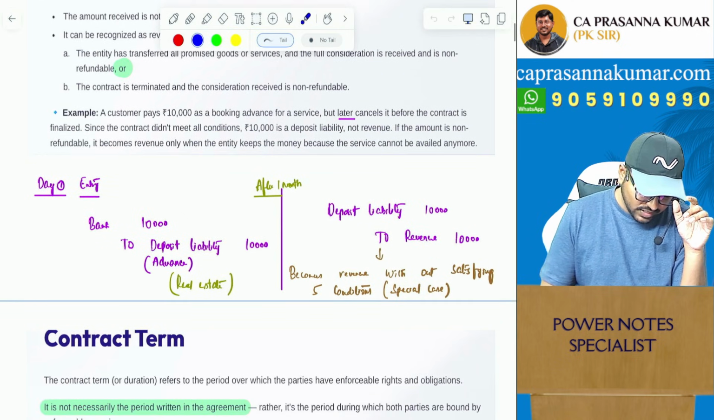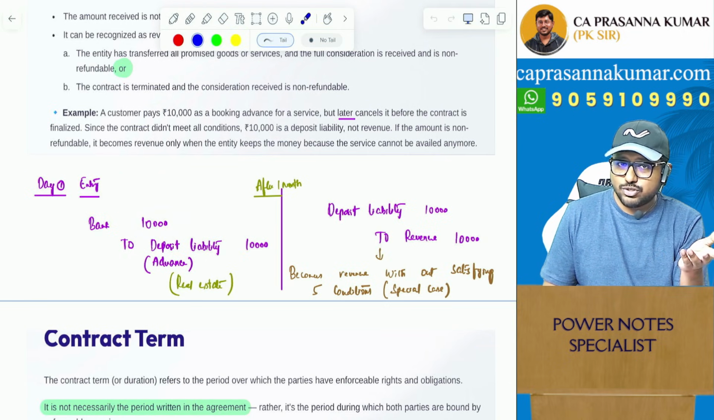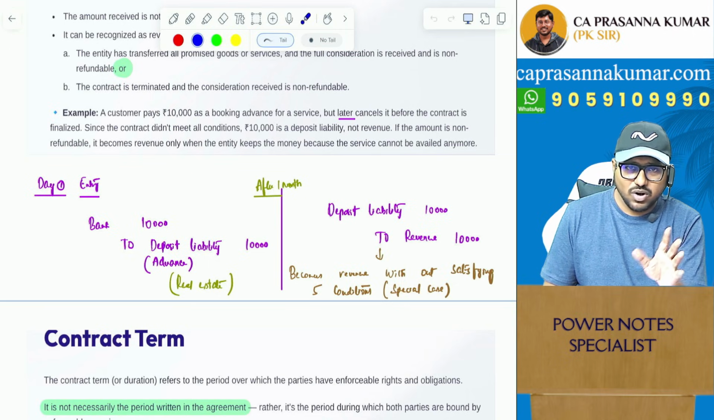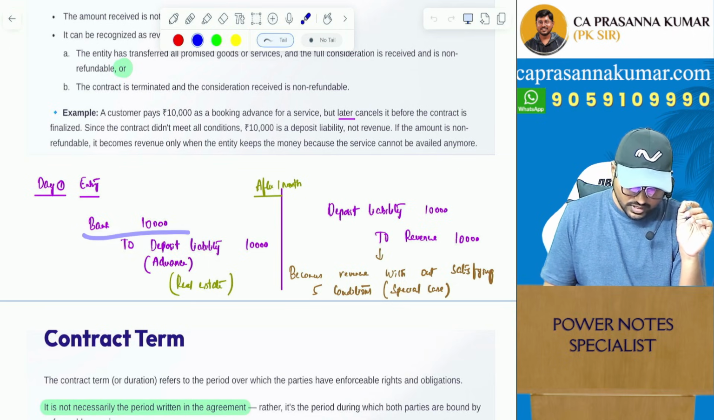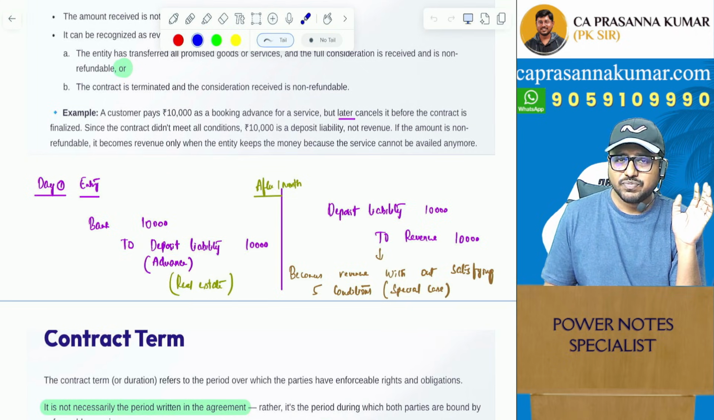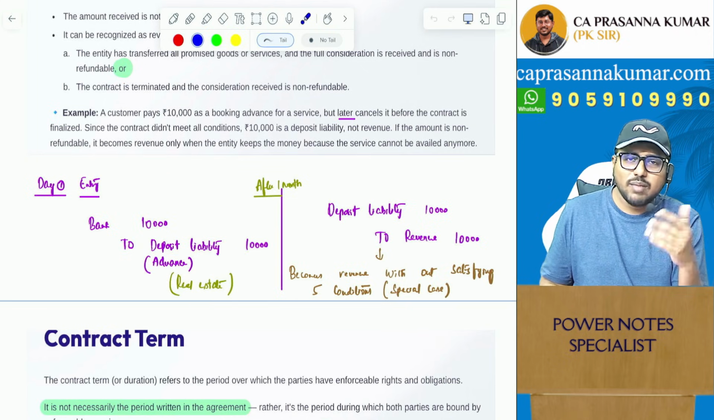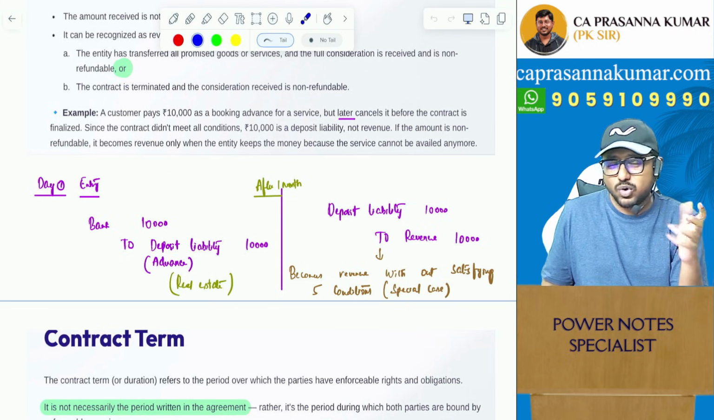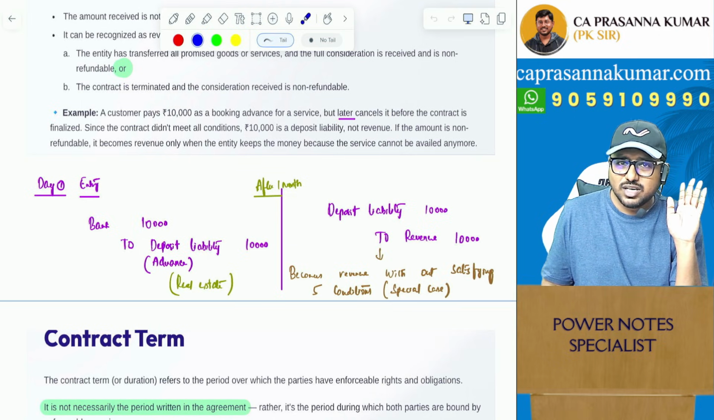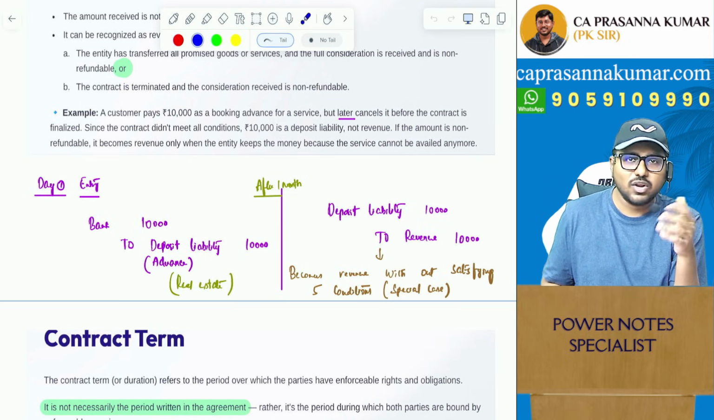Simple. So for example, on day 1, what will be the entry? Very simple. You have received 10,000. As of now, you are not sure, because the contract is not yet cancelled and whether the non-refundable clause is there or not, all those things. So you debit bank account and credit deposit liability advance. Say for example, for a real estate flat, you have taken money. Later, the customer says, no, I'm not interested in buying this particular flat. Whatever token advance you have taken, you can just keep it with you, because usually that will be the condition. They'll not pay it back.